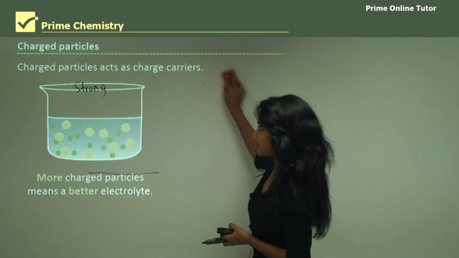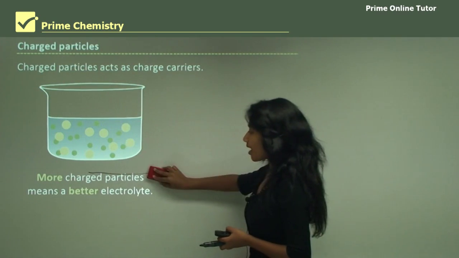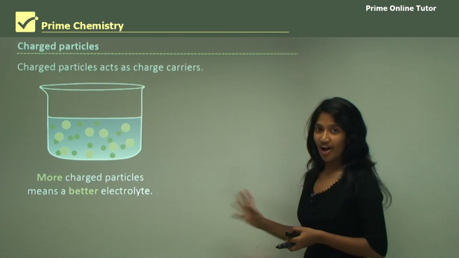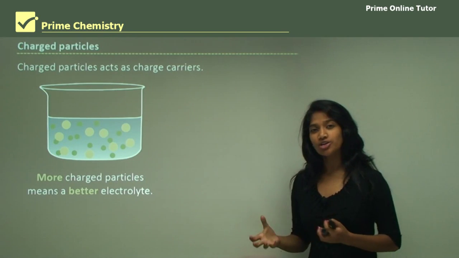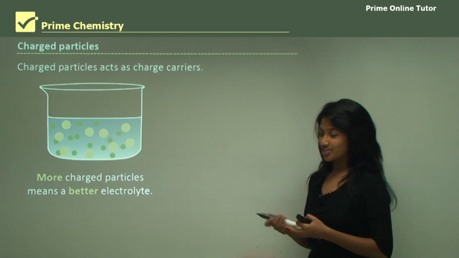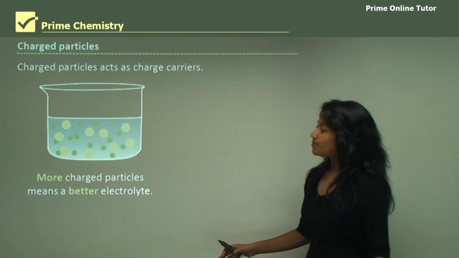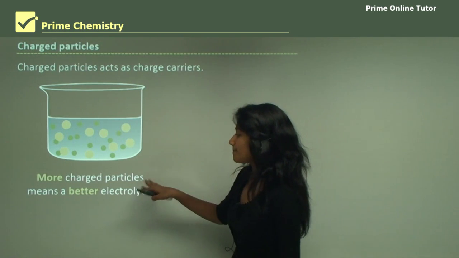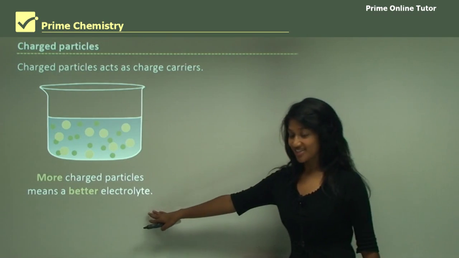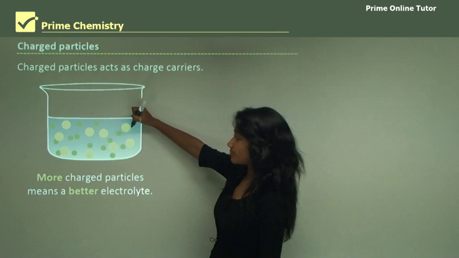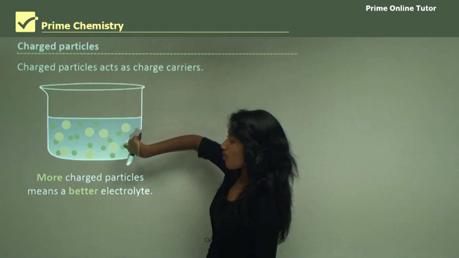to charged particles. Now charged particles, as I stressed earlier on, are charge carriers. In other words, a charged particle is able to carry a charge, and for this reason they're used as electrolytes. More charged particles means a better electrolyte. So for example, here we have more charged particles. We have more particles that are all released.